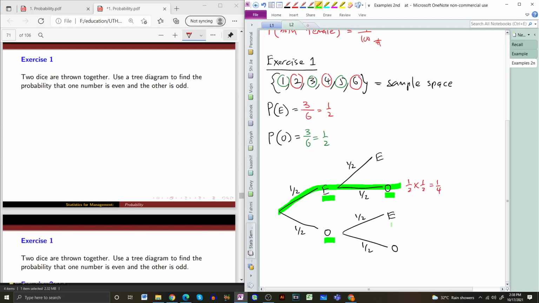Or this is odd, this is even. We have to choose the even, so we follow this branch. Now, both of them are the answer. When you go along a branch, you multiply. When you jump from one branch to another branch, you add. So this will become a plus, this one.